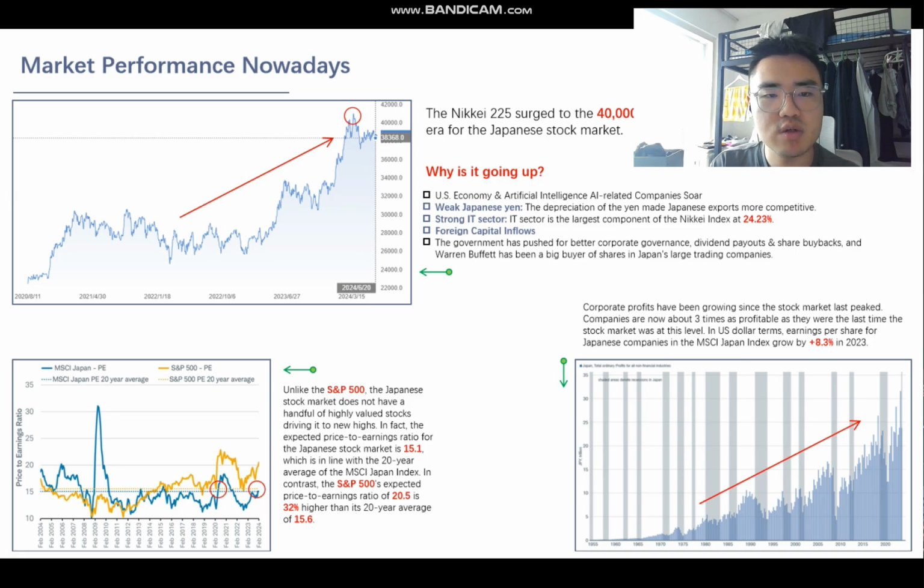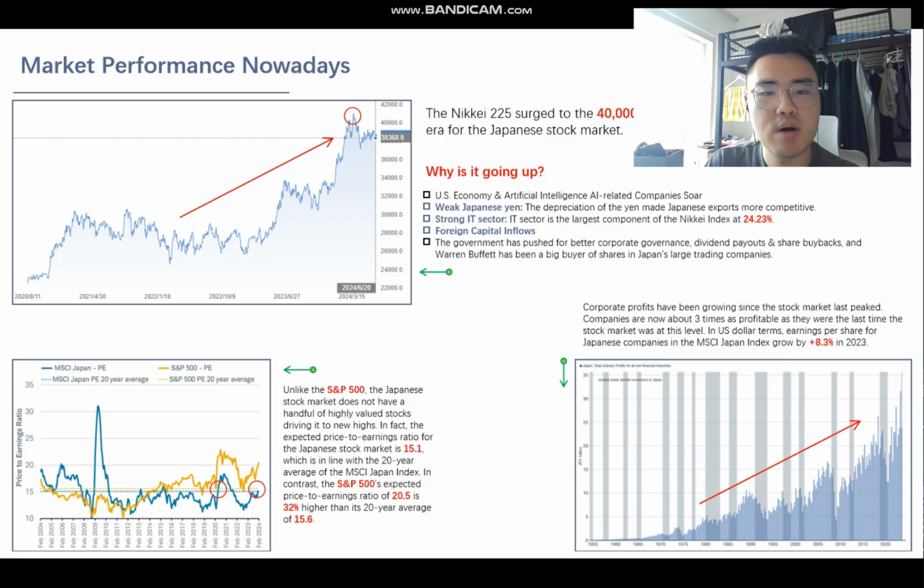The performance of the Japanese stock market may come as a surprise to some investors. Unlike the S&P 500, the Japanese stock market does not have a handful of highly valued stocks driving it to new highs. In fact, the expected PE ratio for the Japanese stock market is 15.1 compared to 20.5 for the S&P 500, which is 32% higher than its 20-year average of 15.6. While some investors might be put off by Japan's lackluster economic growth in recent decades, it is important to remember that this exposure has helped drive earnings growth even in the face of weak domestic growth.